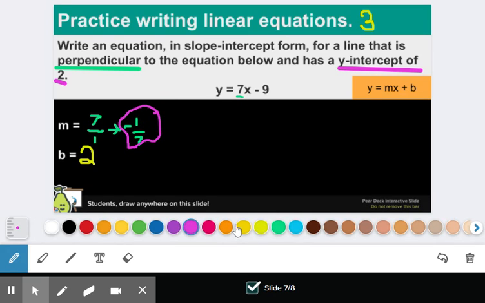Anyway, I'm going to go ahead and write my new equation. So it is going to be y equals, I'm using my new slope, y equals negative 1/7 x, and then it's going to be plus 2. So that is my new equation.